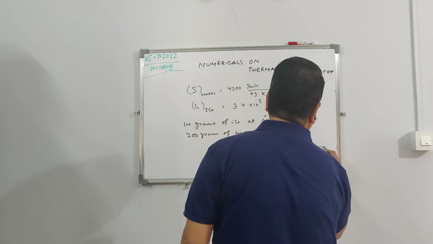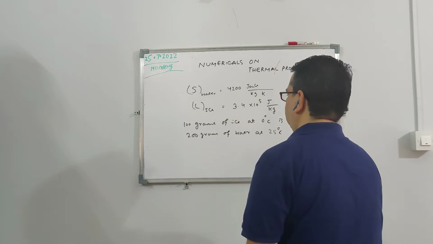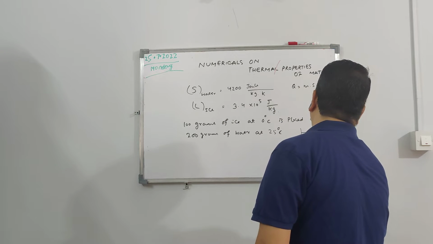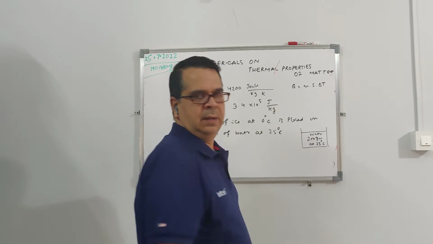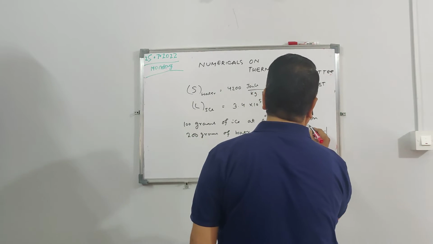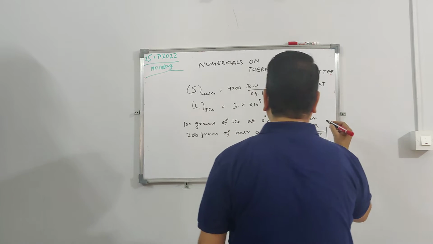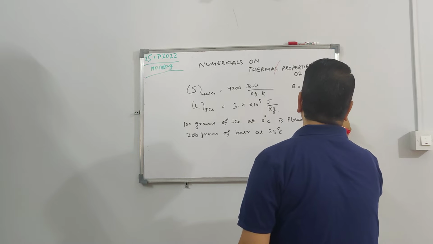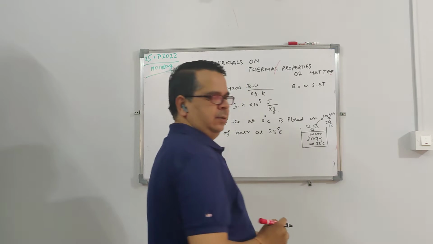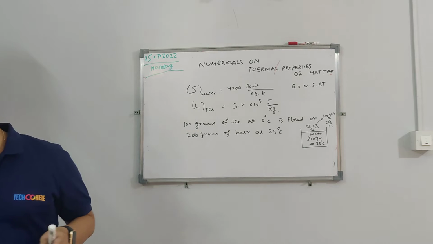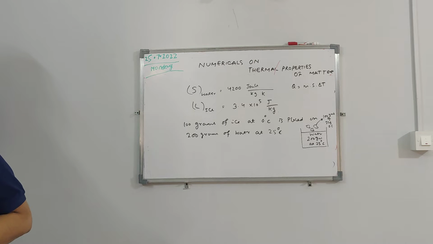So you have some water, which is 200 gram at 25 degree centigrade. This is water. Okay. So to this water you are adding some amount of ice. This is 100 grams of ice, which is at 0 degree centigrade. Okay. Now the question is, how much ice will melt?